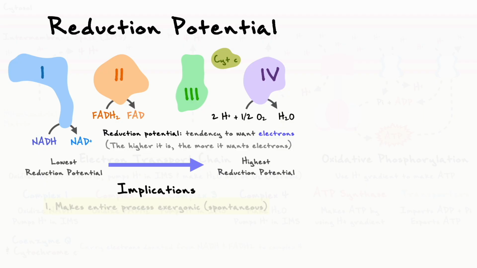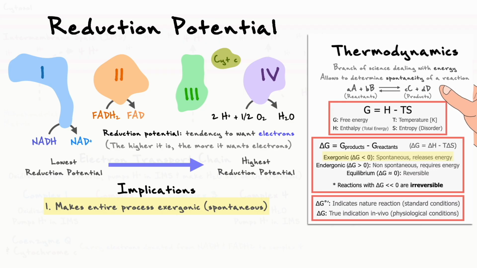First, it makes the entire chain of events exergonic, or in other words, spontaneous. Recall that exergonic was a term we have covered earlier in our discussion when discussing the thermodynamic principles of metabolism. Here again, this term applies, and when an electron flows from a substrate with low to high reduction potential, the process is said to be exergonic.